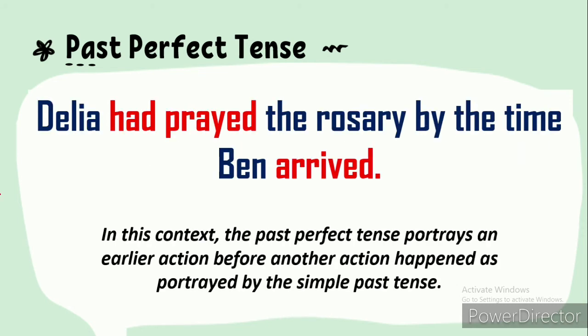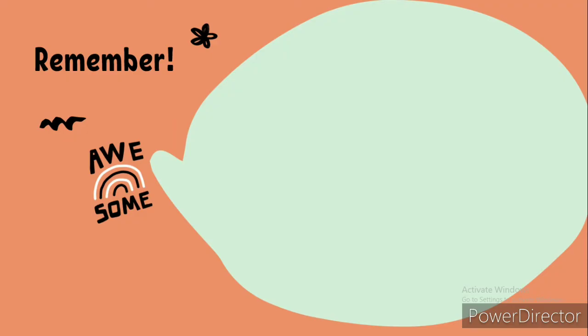Delia had prayed the rosary by the time Ben arrived. In this context, the past perfect tense portrays an earlier action, which is had prayed, before another action happened as portrayed by the simple past tense, arrived. So we have two past actions: had prayed and then arrived. So there we have it.